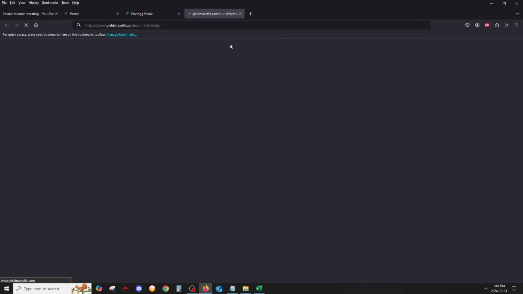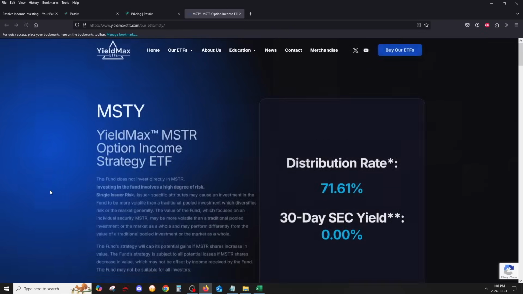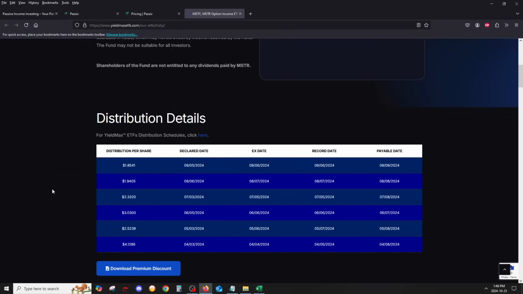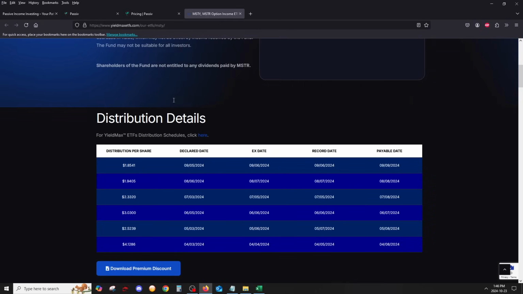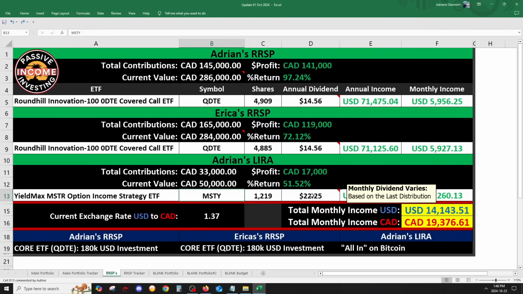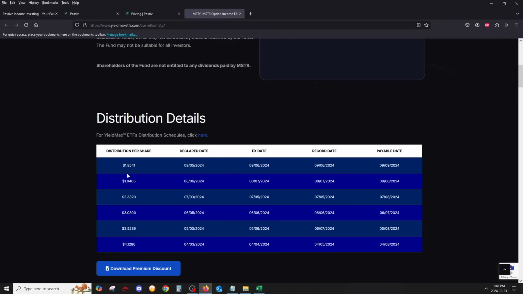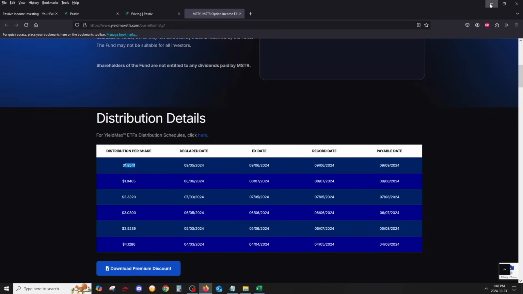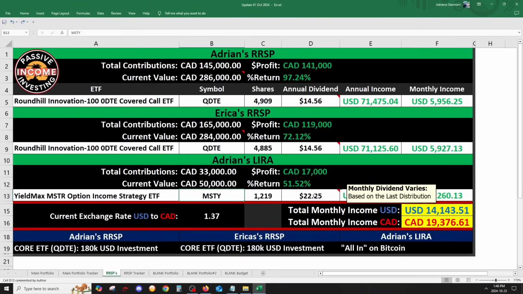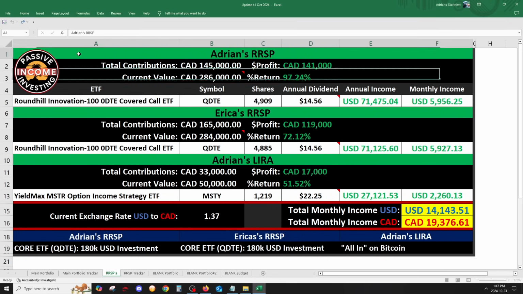Same thing for MSTY. I believe they just declared a monster dividend of over $4, but I think it's because they haven't declared, it's probably 6-7 weeks' worth of dividends because they changed their distribution schedule. So I'll leave this annual dividend of $22.25, which I believe is just based on the last distribution, 1.85 times 12. I'll wait till the next dividend, but I'll just update it every month based on the last distribution, which I think is fair.